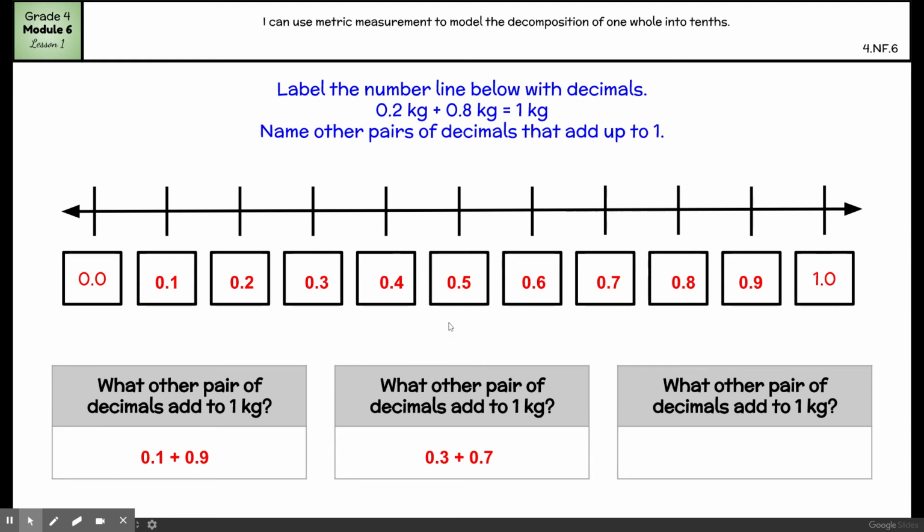And then I just kept going. The next one would be 4 tenths and what? 1, 2, 3, 4, 5, 6 tenths. So 4 tenths and 6 tenths also makes 1 kilogram. If you also did 5 tenths and 5 tenths, that could also work. But those are the only pairs that we are going to write, because once you get to 6, it starts all over again, and you would end up doing 6 tenths and 4 tenths again, just in a different order. So those are the partner pairs that we could use to make 1 kilogram.